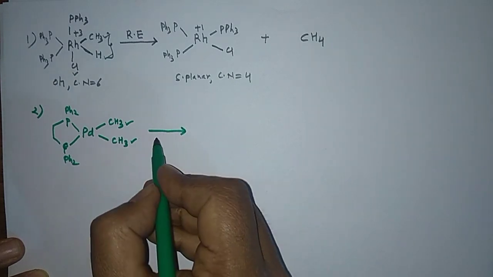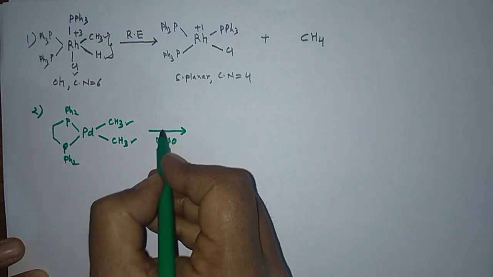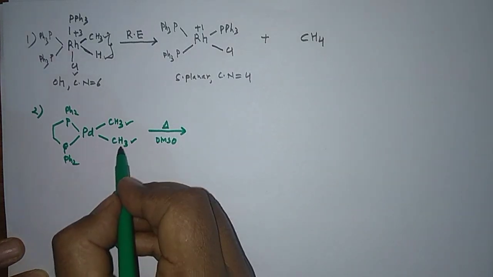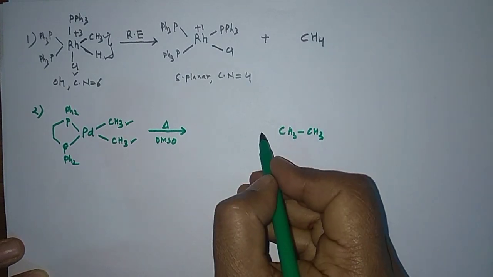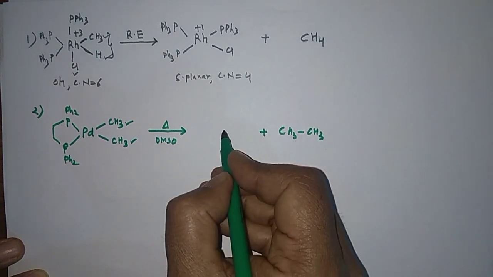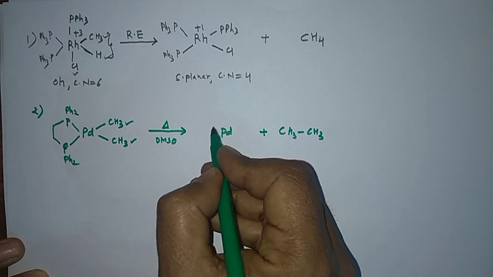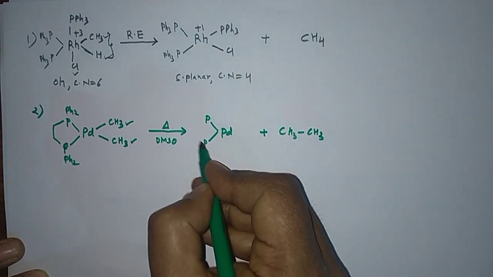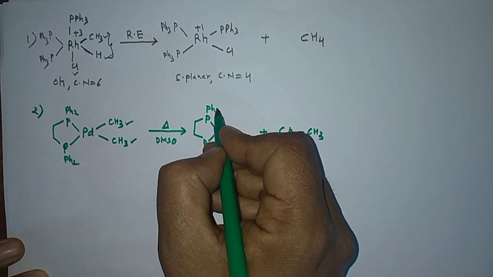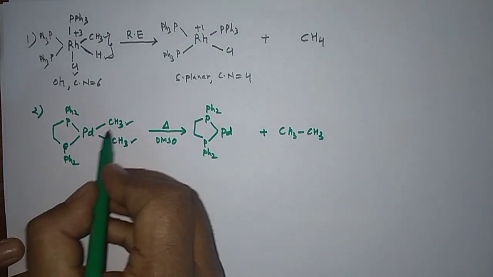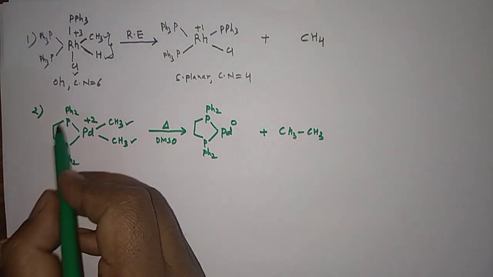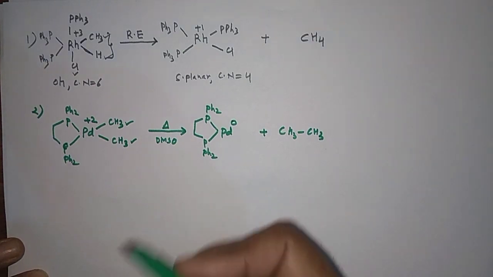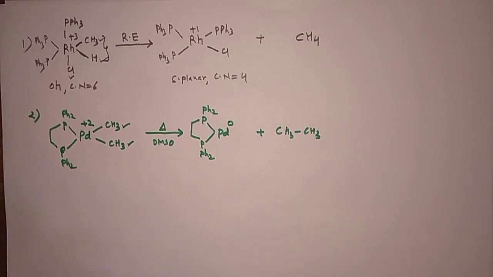If you dissolve this compound in DMSO, which is written in the textbook, and heat the reaction mixture, then the two CH3 groups would combine and give CH3-CH3, a very important organic compound, ethane. Then you have palladium with phosphorus, and these are the two PPh2 groups. In that case it has the +2 oxidation state, and now it has the 0 oxidation state. Coordination number was 4, now coordination number is 2, and you can also count the total number of electrons. So this is a very important example.